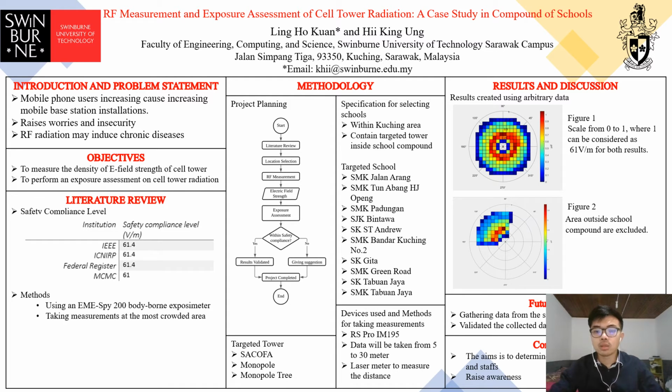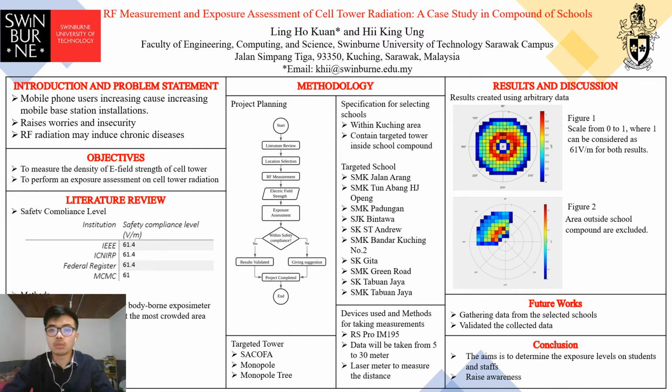For the methods, 2 devices and 1 tripod stand will be used to carry out the measurement. The IS Pro IM195 will be held by the tripod stand to ensure the distance between the ground and the device is consistent at 1.5 meters. The data will be collected several times at different angles in a fixed radius from 5 meters to 30 meters. The distance can be measured by using a laser meter.